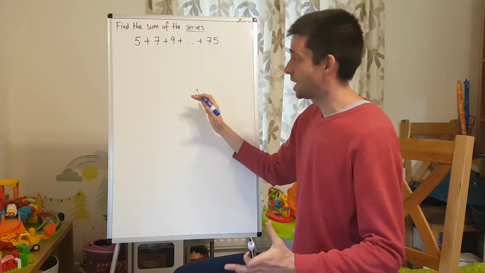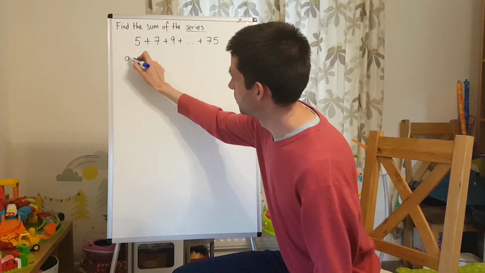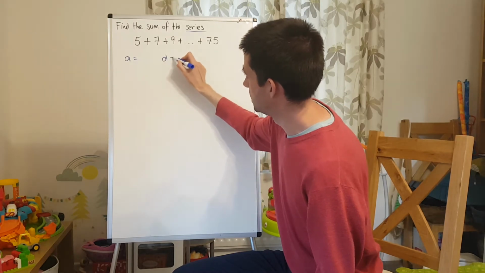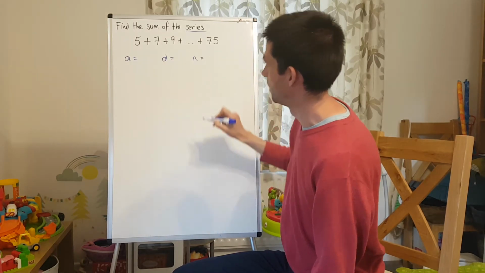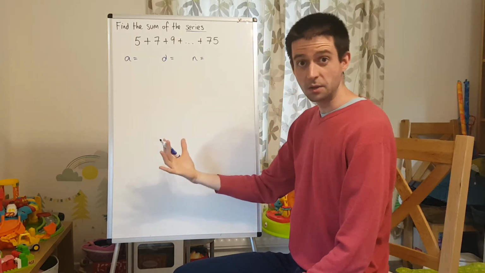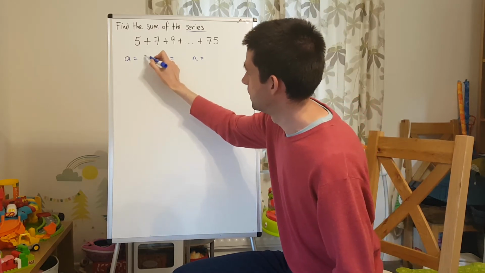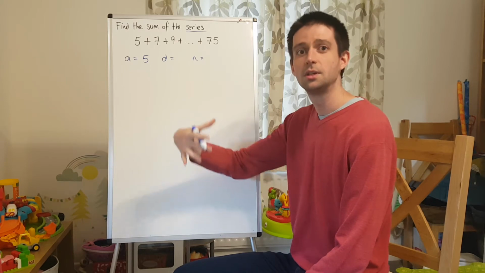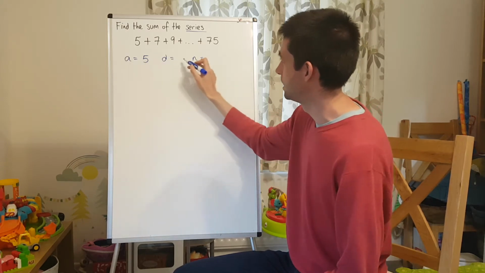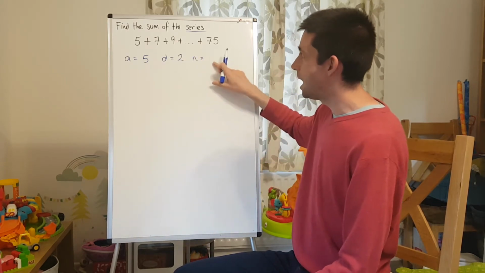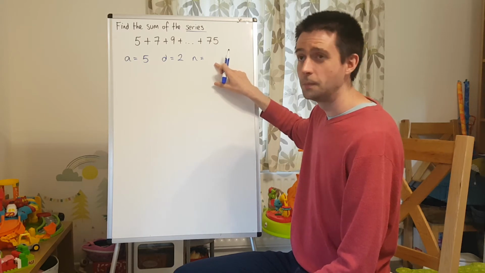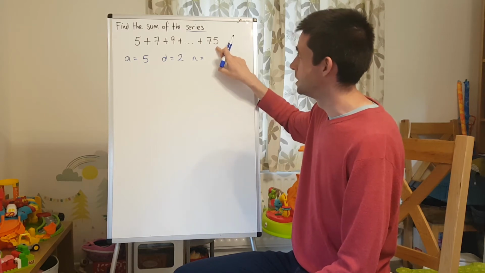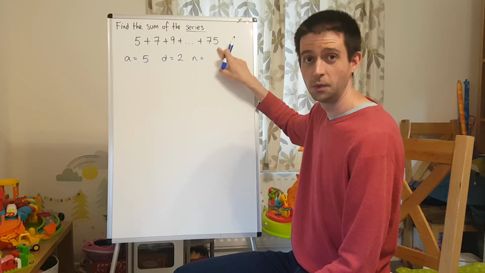So, as I mentioned in the previous video, we need to identify a, we need to identify d, and we need to identify n. a is the first term, I can see that is 5. d is the common difference, so what the sequence goes up or down in, and I can see that is 2. n at the moment I don't know, but I do know that the last term of my sequence is 75.